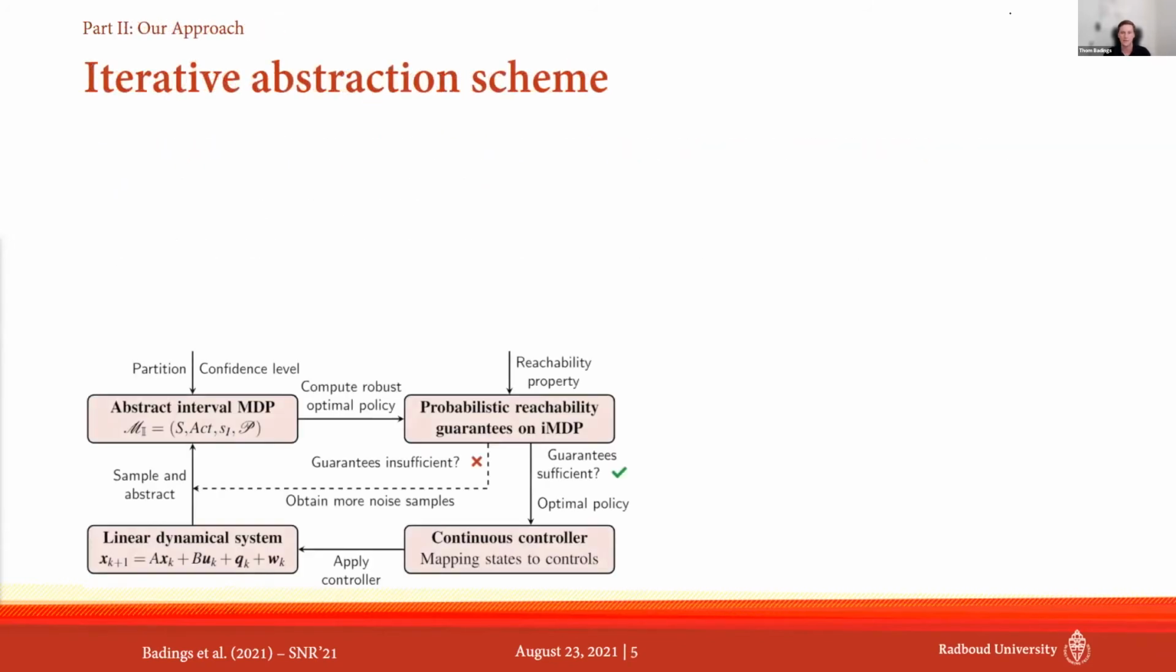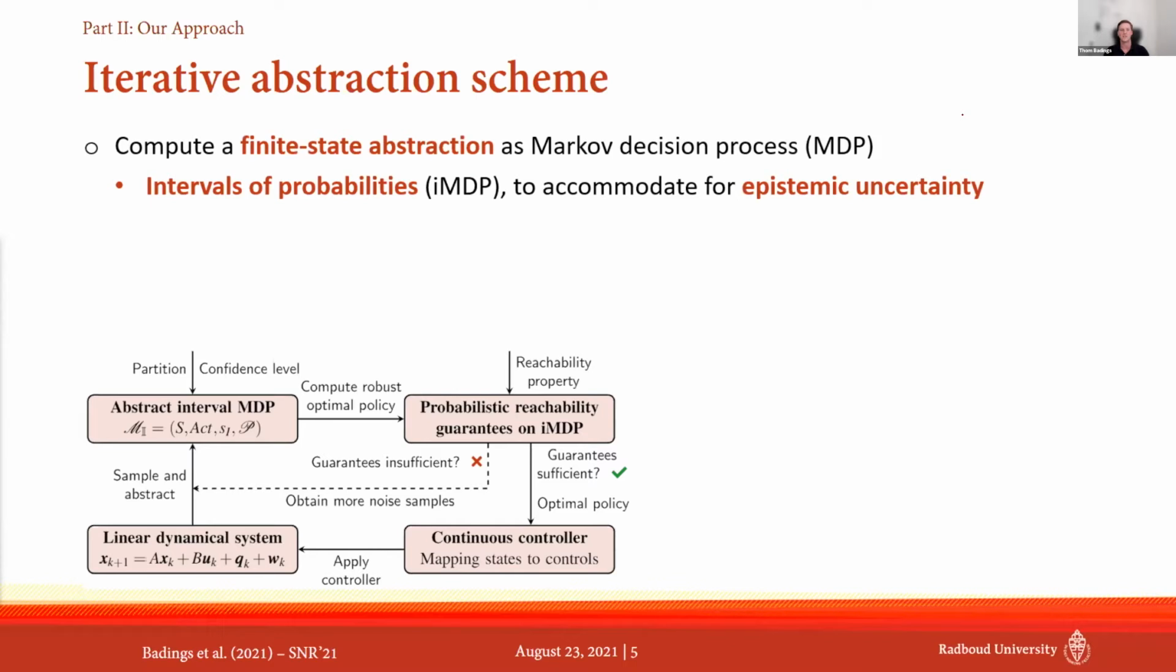All right, so in this work, we essentially propose an iterative problem solving scheme that is shown here on the screen, and I will go through it step by step in the next few slides. But the fundamental concept of this approach is that we compute a finite state abstraction of this continuous dynamical system as a Markov decision process. And in particular, we consider a Markov decision process, or MDP, which has intervals of probabilities rather than precise transition probabilities. And we do this to accommodate for epistemic uncertainty with respect to the transition probabilities.